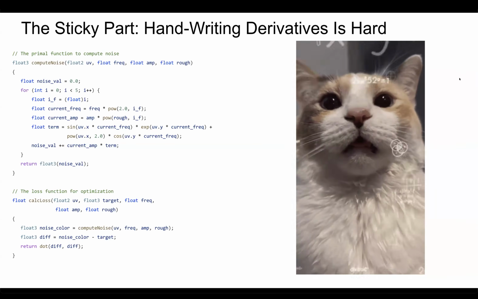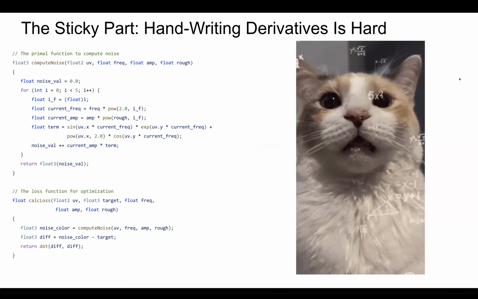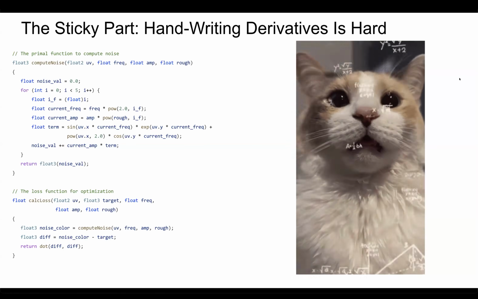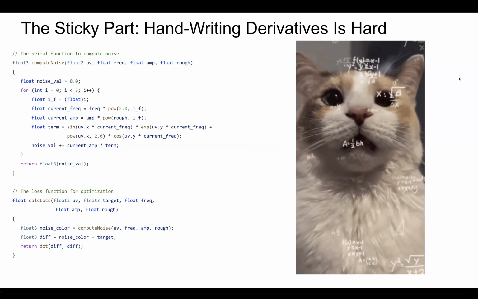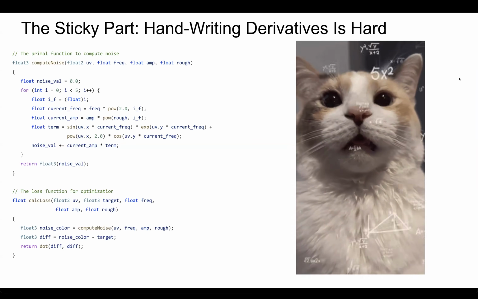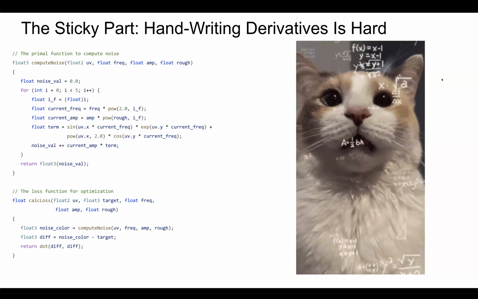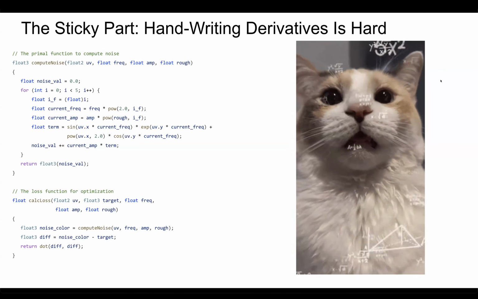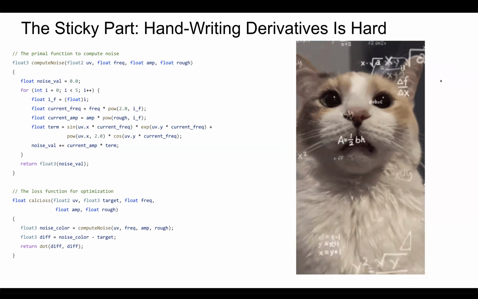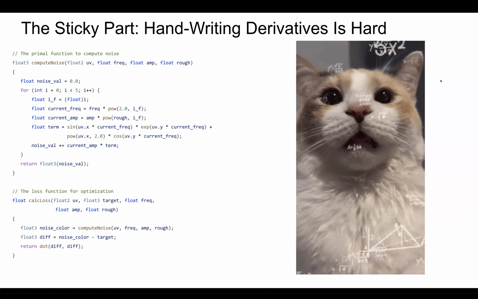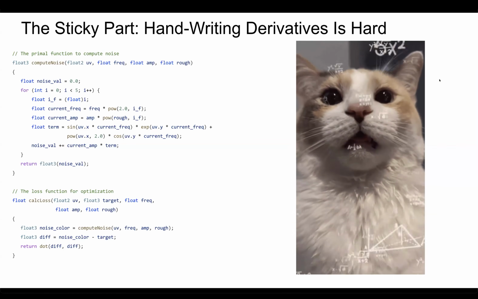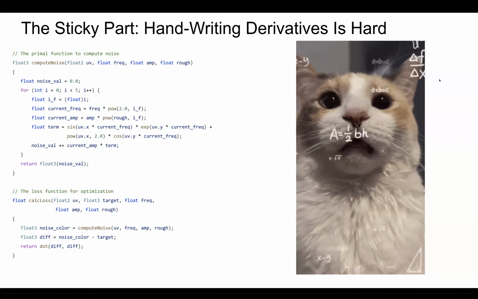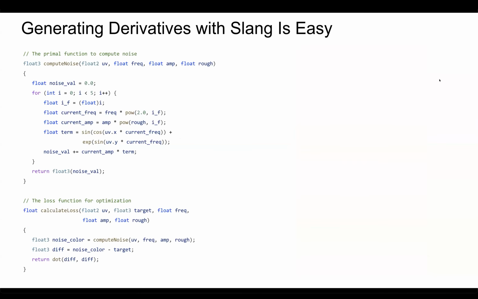So this is the problem. Not only are there weird control flow things you got to figure out, but it's tedious and it's difficult and it's really prone to human error. So even if you manage to write all of that out, a single mistake will mean your optimizer gets a completely wrong gradient and your whole process will fail. And that is the problem that automatic differentiation in Slang solves.